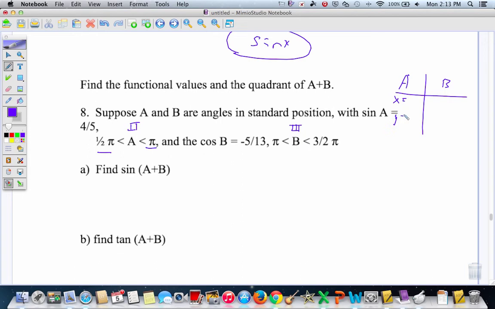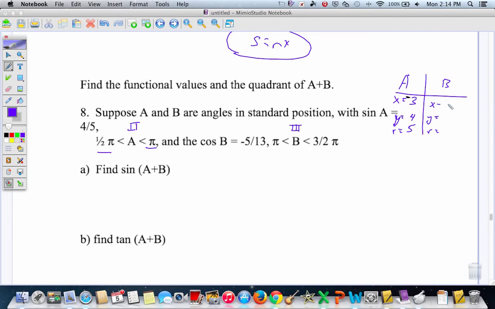We have angles A and B, and we want to find x, y, and r for each of those two angles. That way when we expand out, we can go ahead and find our sine and our tangent. So from our first angle, sine is y over r, so y is 4, r is 5. We know our triangles, x is a 3. We said angle A is in quadrant number 2.